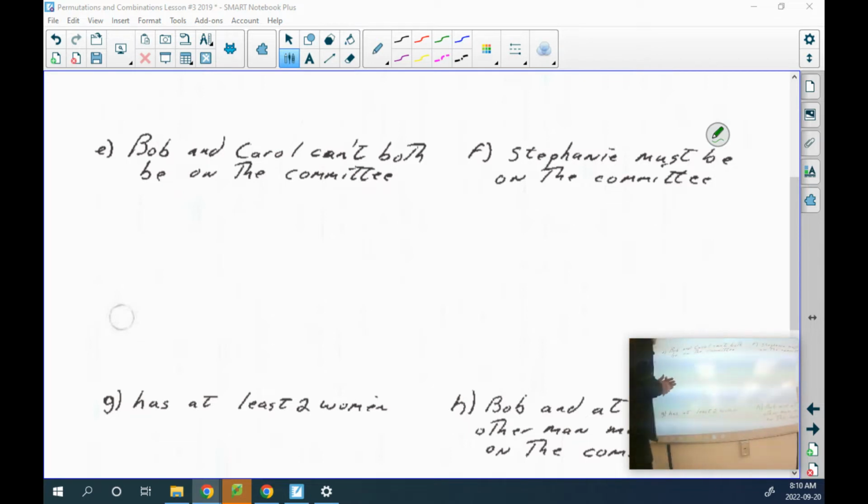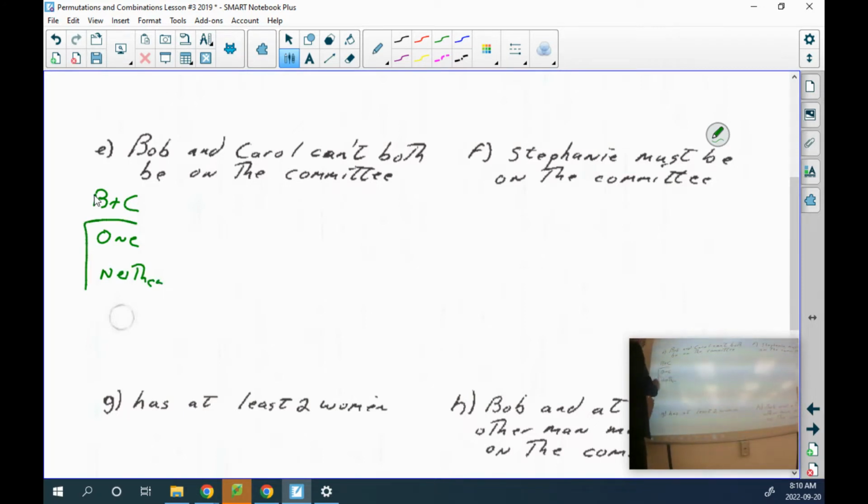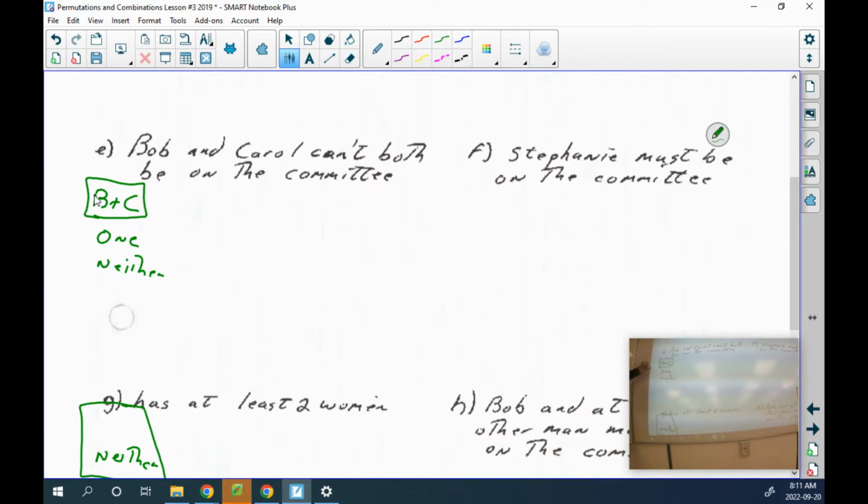If we have Bob and Carol, they can't both be on the committee. So what that means is we could have Bob and Carol, one of them, or neither of them. Now, what we're trying to avoid is this one. Basically, Bob and Carol, one or neither, that would be the entire total. And then we're trying to avoid the Bob and Carol.